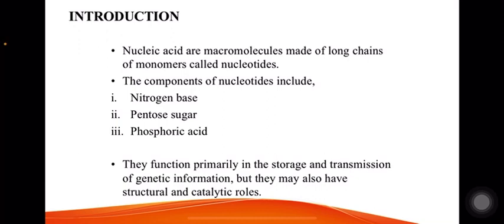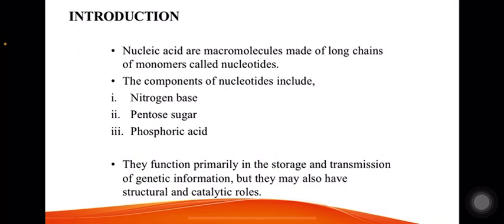There are two major types of nucleic acid, deoxyribonucleic acid and ribonucleic acid, which are generally termed DNA and RNA. The function of DNA is widely known for contributing to inheritance, while the major function of RNA is protein synthesis. We will study RNA in detail in further classes.